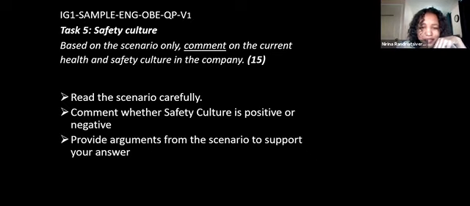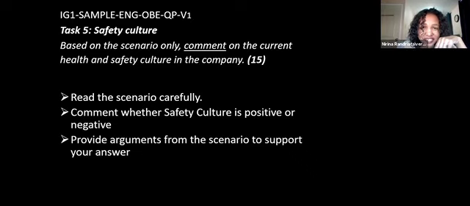For example, you will mention there's a lack of management commitment. Why are you saying that? What made you say that? Go back to the scenario and provide arguments, like because the management is not providing resources, because there is no light in the parking area, for example. The scenario mentioned something like that. So you need to provide arguments that support your answer.